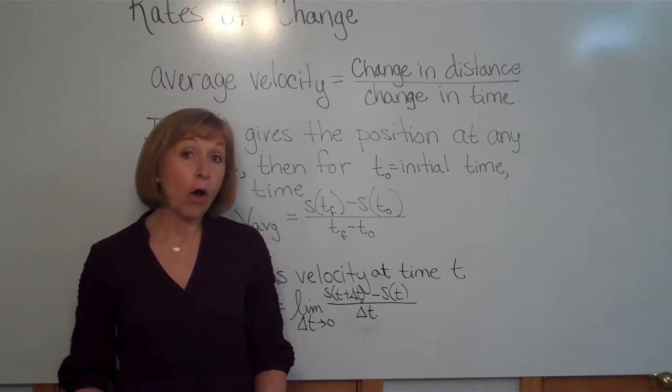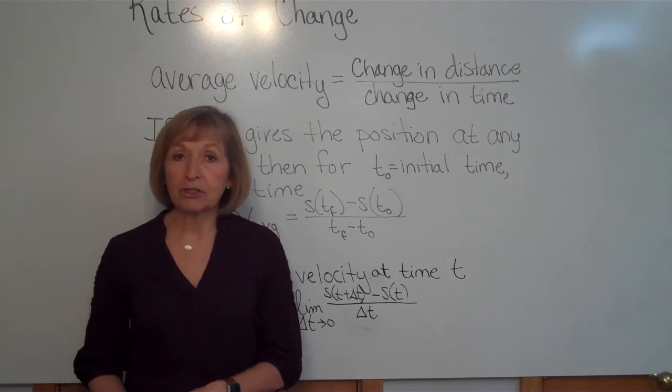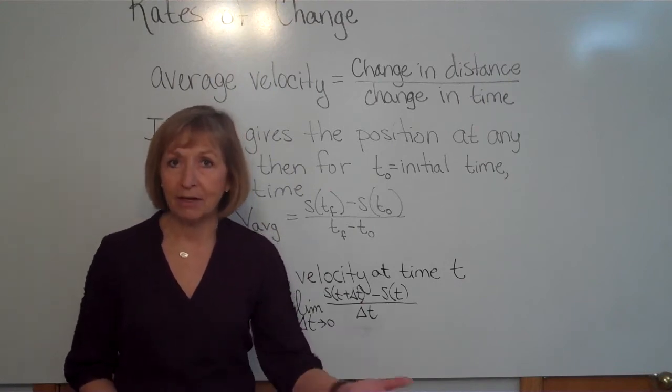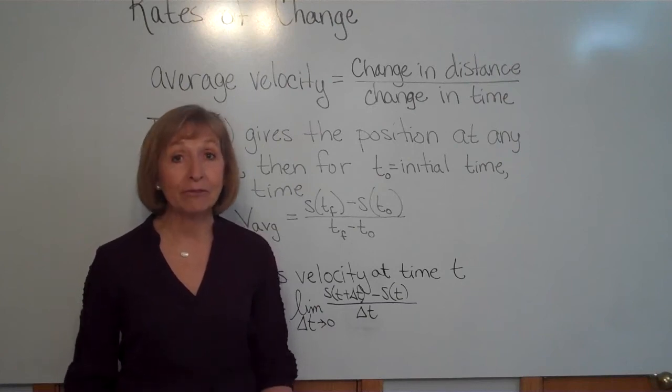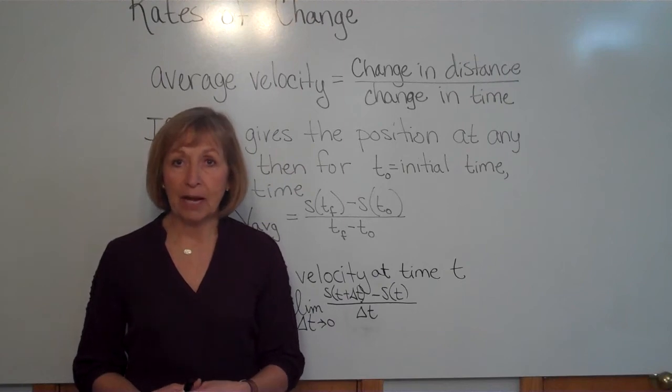Now, does that mean that I always went 60 miles per hour? No. I could have gone much slower than that in certain times of my trip and faster than that in other times in my trip, but my average velocity over that interval of time was 60 miles per hour.